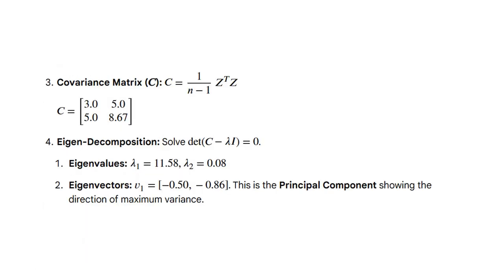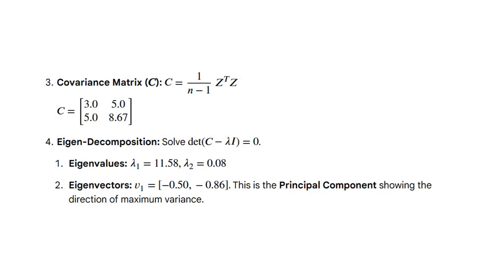Then the covariance matrix is going to be calculated using this formula, z transpose multiplied with z, so we get this value. Then finally we calculate the eigenvalues and eigenvectors using the formulas. This is the principal component, showing the direction of maximum variance.